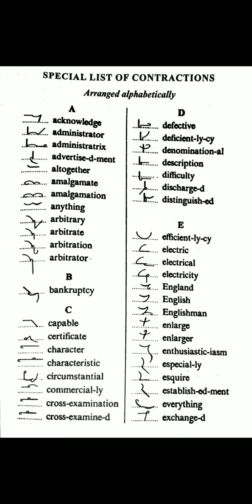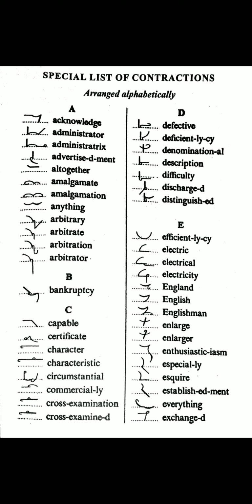Hello students, this is the special list of contractions arranged alphabetically. K stroke, N stroke, J stroke on the line for acknowledge. D stroke, M stroke, upward R stroke on the line for administrator. D stroke, M stroke, K stroke with a circle on the line for administratrix.